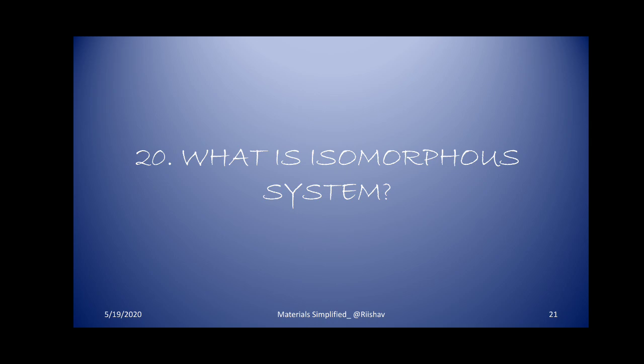What is an example of isomorphous system? Well, copper nickel phase diagram, that is a very popular example of isomorphous system.